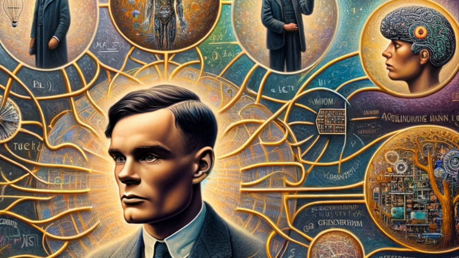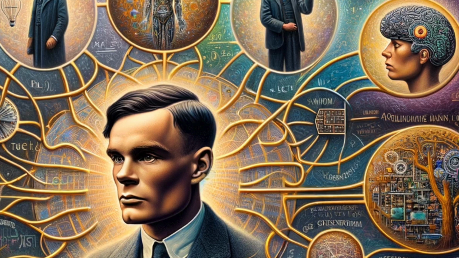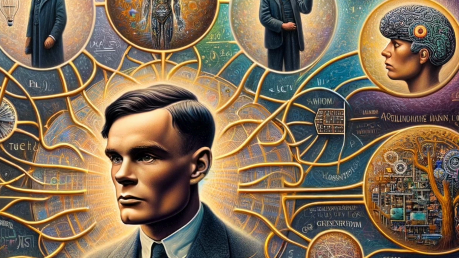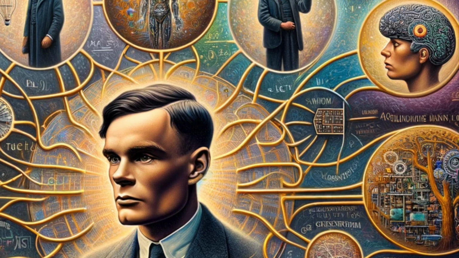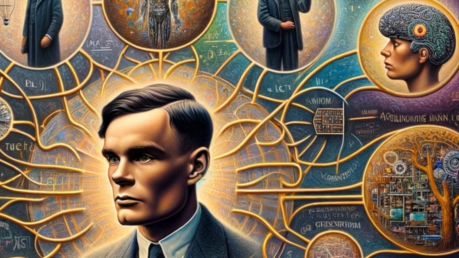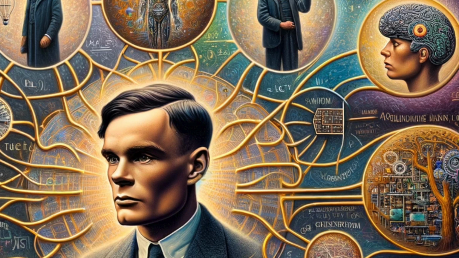Turing systematically refutes these objections, suggesting that these limitations are more about the current state of technology than about fundamental impossibilities, and posits that machines could potentially simulate thinking convincingly.